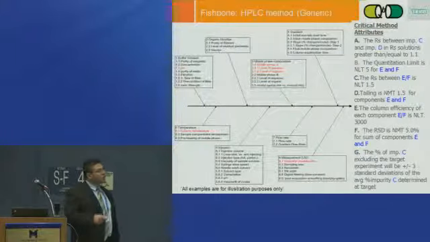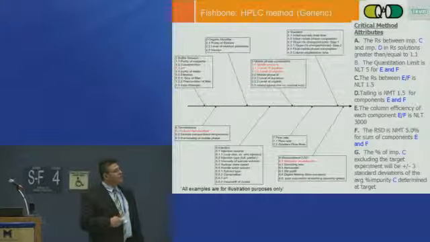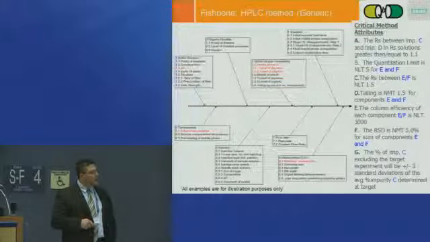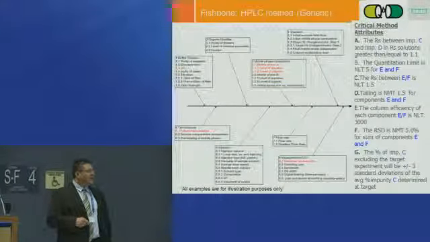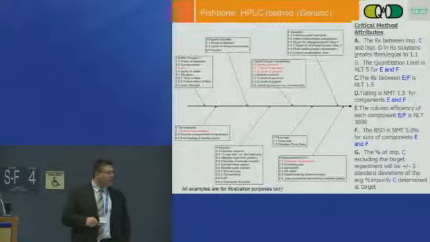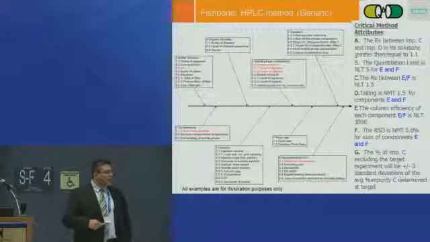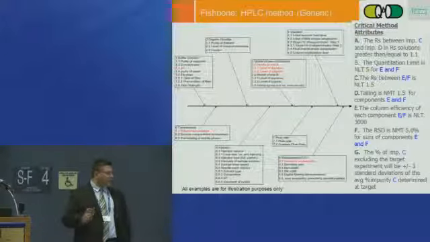And here are the critical method attributes. There's 2 different resolution requirements. There's a quantitation limit requirement. There's a tailing factor requirement, a column efficiency requirement, RSD requirement, and then there's also a requirement of the quantitation of this one impurity.